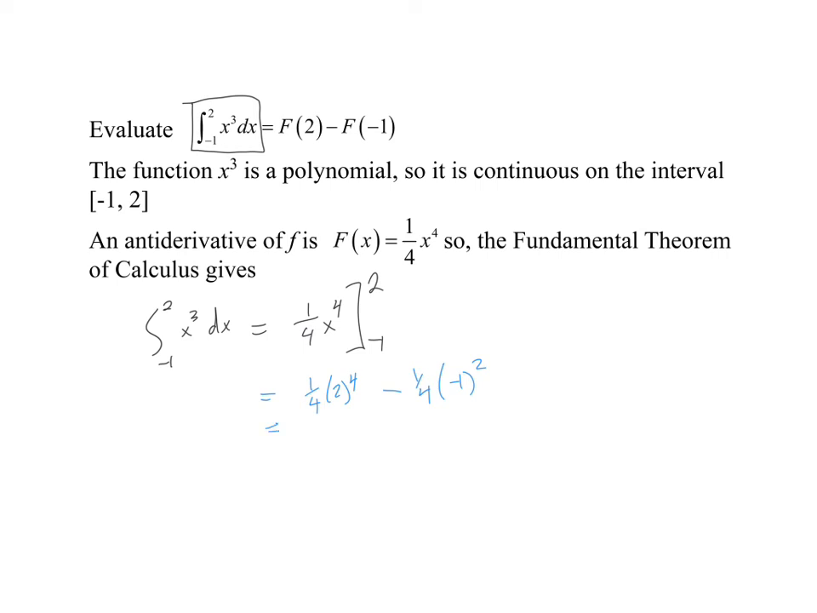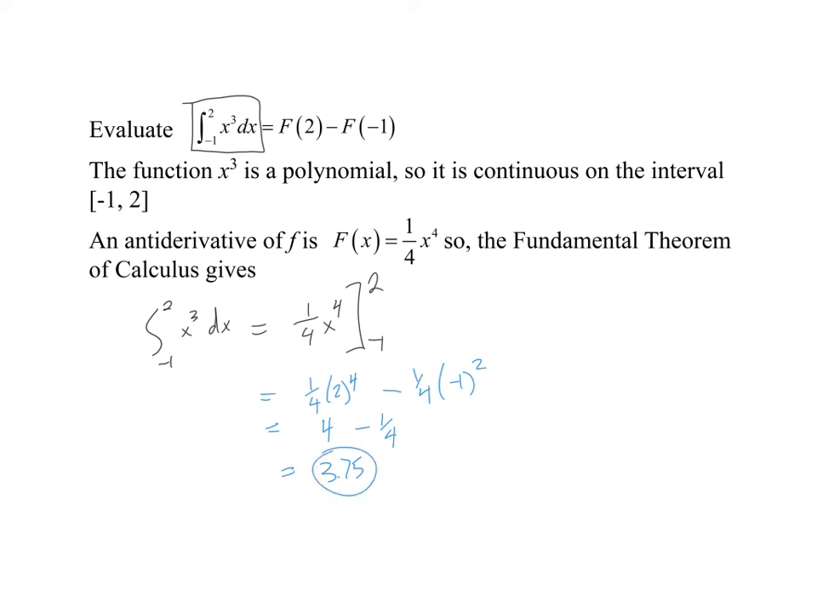And that's it. So do that math, and you can do it in your calculator if you need to, but 2 to the fourth is 16, a quarter of 16 would be 4, negative 1 to the fourth is 1, so in this case we get 4 minus a quarter, so we'd have 3.75 or 3 3/4, or however you want to write it, it doesn't really matter. So that's it.